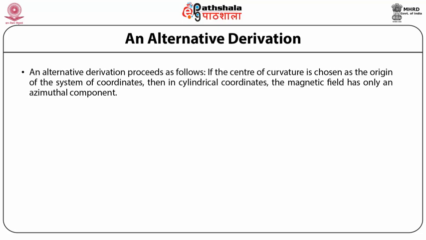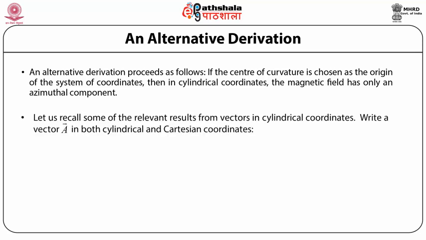If the center of curvature is chosen as the origin of the system of coordinates, then in cylindrical coordinates the magnetic field has only an azimuthal component. Let us recall some of the relevant results from vectors in cylindrical coordinates and write a vector A in both cylindrical and Cartesian coordinates as A equals Ax x cap plus Ay y cap plus Az z cap, equals A rho rho cap plus A phi phi cap plus Az z cap.